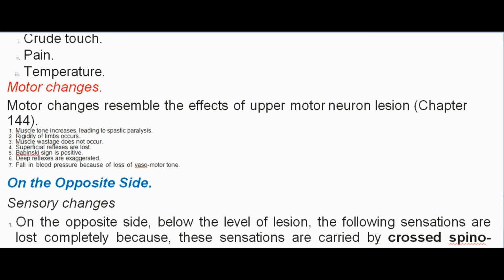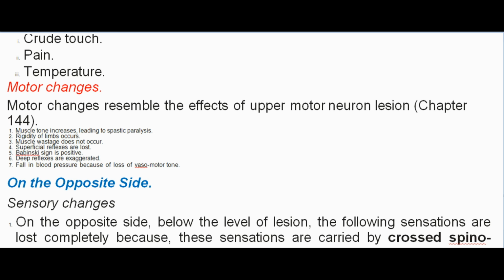Motor changes. Motor changes resemble the effects of upper motor neuron lesion, Chapter 144. Muscle tone increases, leading to spastic paralysis. Rigidity of limbs occurs. Muscle wastage does not occur. Superficial reflexes are lost. Babinski sign is positive. Deep reflexes are exaggerated. Fall in blood pressure because of loss of vasomotor tone.